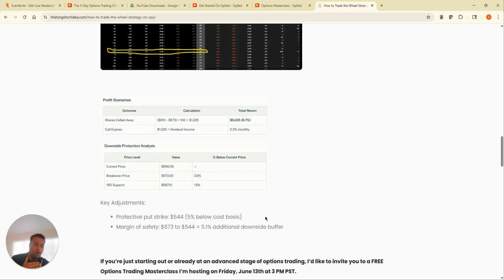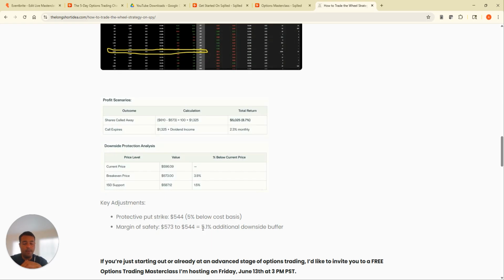Like I mentioned before, if it keeps falling, that's not a good thing for you. It has to be stable, or it has to be jumping up a little bit. But if it does fall from 573, your cost basis, and you've bought a put at 544, it gives you an additional 5.1% downside buffer, meaning if the market falls by 5.1%, you are still covered. Now, I'm not taking into account the premium that you will pay for the put.